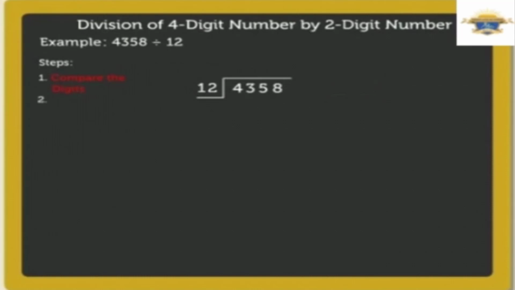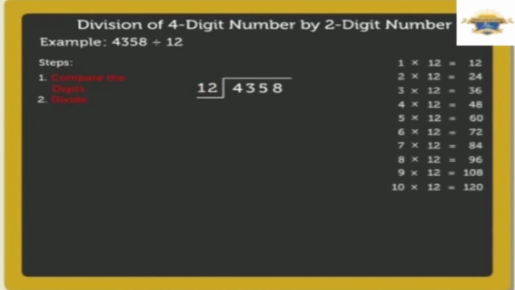So step 2 is to divide here. As the divisor is 12, we use the table of 12 to find a product which is equal to or less than and nearest to 43. So the nearest product is 36. Hence we write 3 in the quotient up.